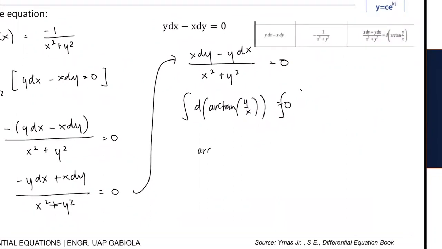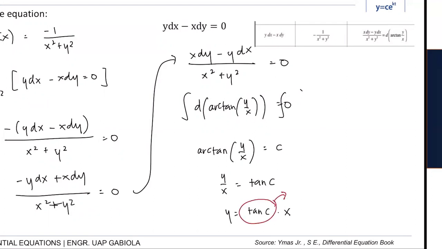So, we have arctangent of y over x is equals to C. Okay? And then arctangent when inversed ulit, that will be y over x is equals to tangent of C. Okay? And this will be y is equals to tangent of C times x. Again, since tangent of C can be any value, so we can represent this as another arbitrary constant, no? So our final answer will be y is equals to c2x, which is the same with our previous three solutions. Okay?